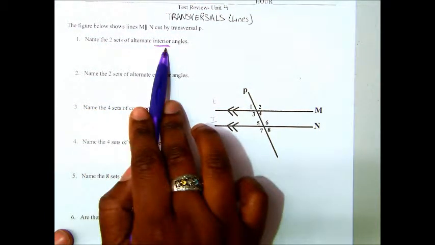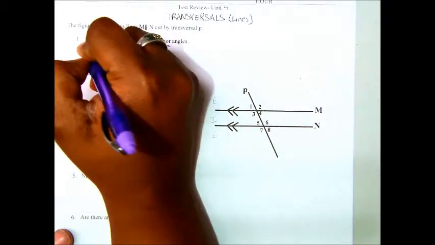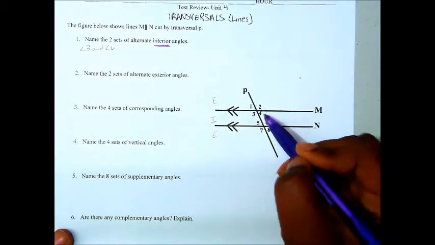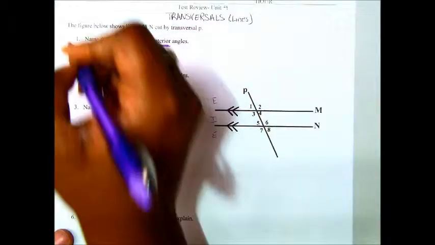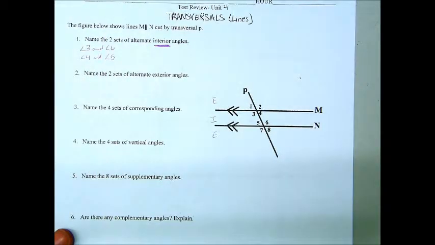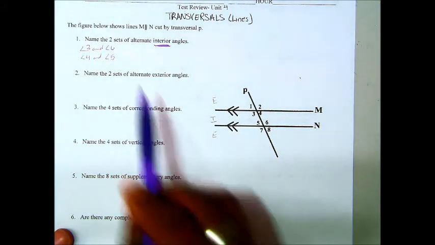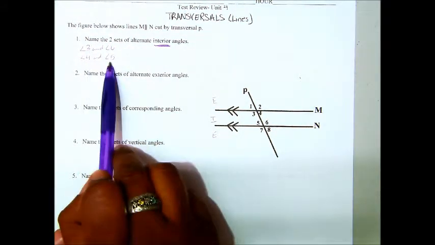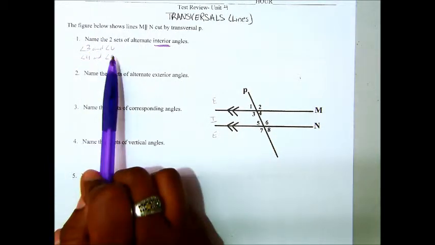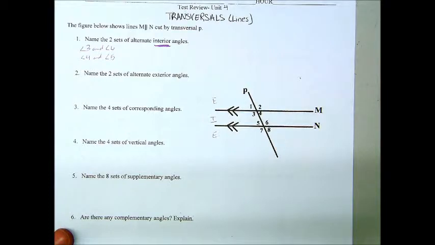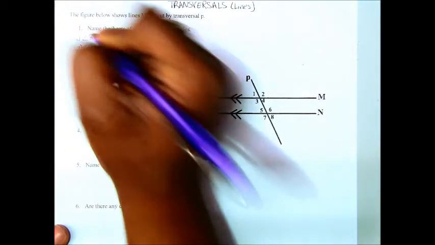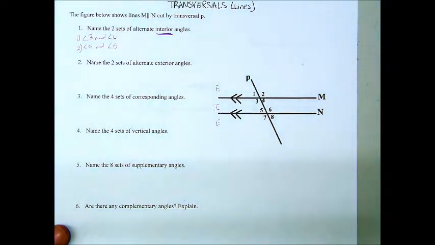So angle 3 and angle 6, and angle 4 and angle 5, because they're both interior. Done. Okay? I know these are congruent. They're going to be equal to each other. If I know angle 3, I know angle 6. If I know angle 4, I know angle 5. All right? So I answered that. 2 sets? I got 2.